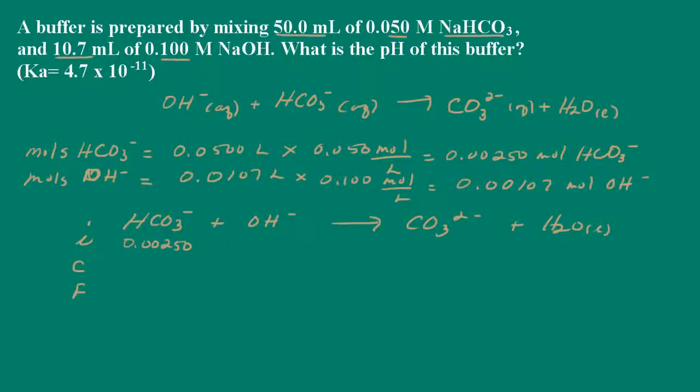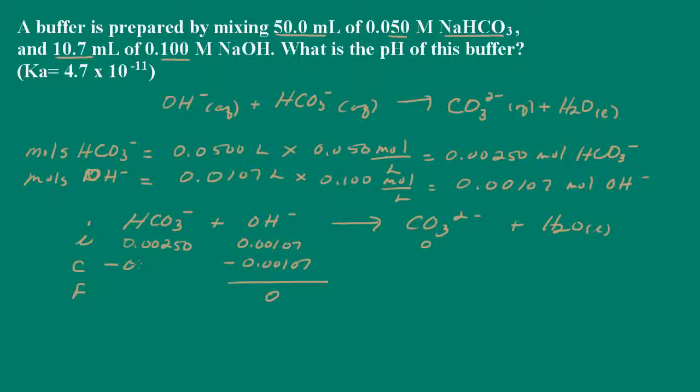So initially here, what we have is 0.0025 moles of bicarbonate ion. And we add to this buffer 0.00107 moles of hydroxide ion. And then, of course, here we have no carbonate ion initially. Now, what we have to realize is that all of this hydroxide ion is going to react with the bicarbonate ion. So at the end of the reaction, we're going to have 0 hydroxide ion.